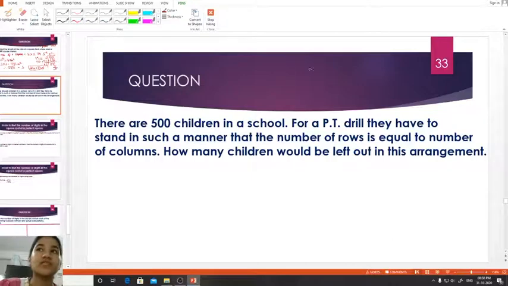That means for a mass PT drill, you all have to stand. We consider you all to be the students in such a way that the number of rows will be equal to the number of columns. Number of columns will be equal to the number of rows. That means if there are 5 columns, there will be 5 rows. So 500 children we have to arrange in such a way.